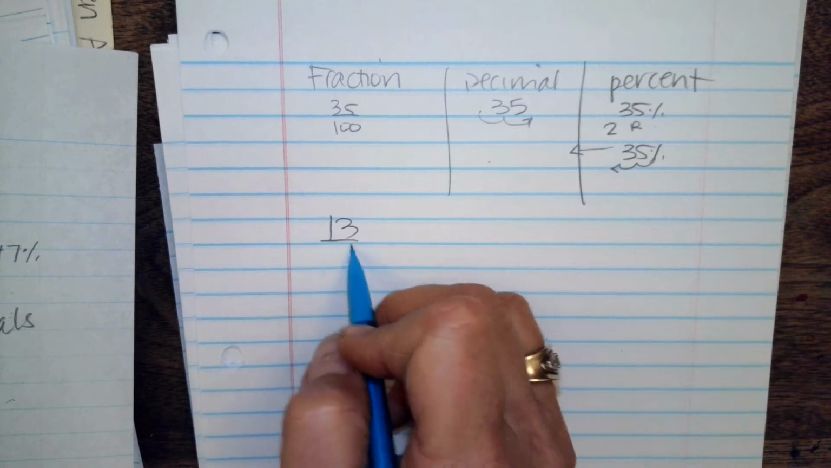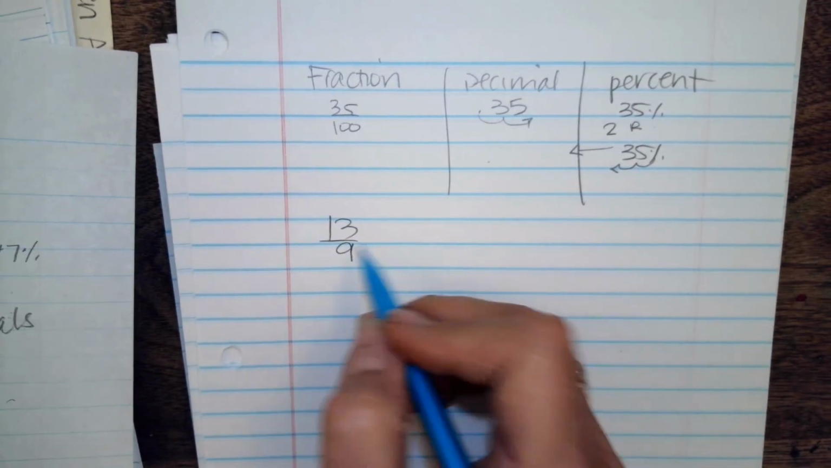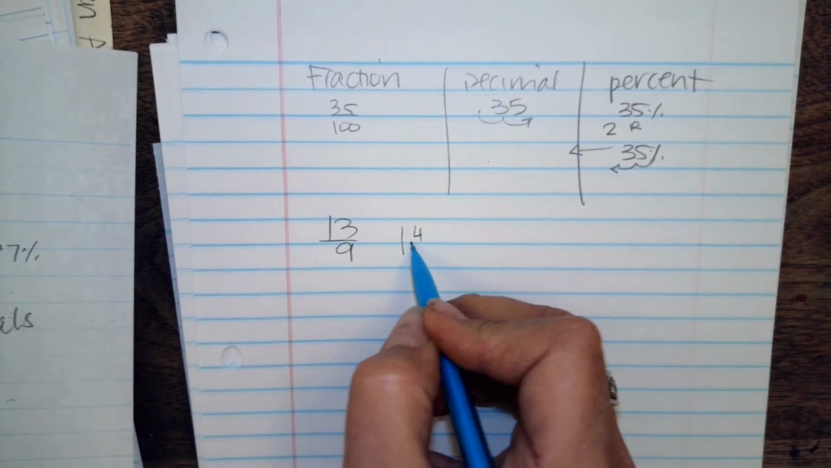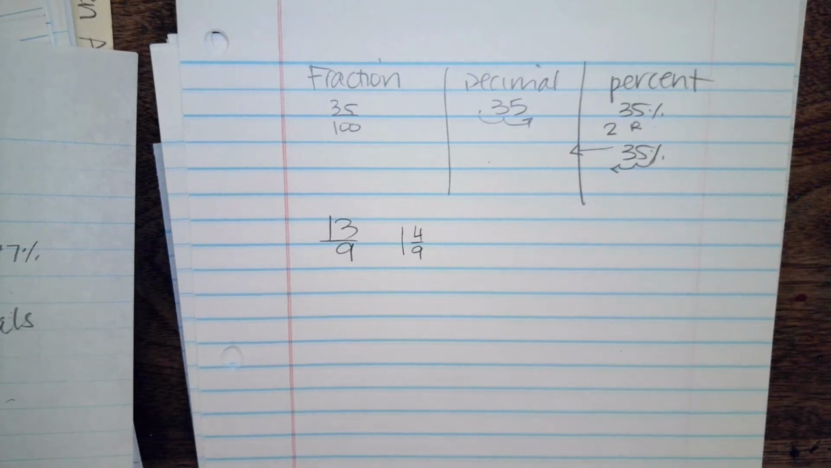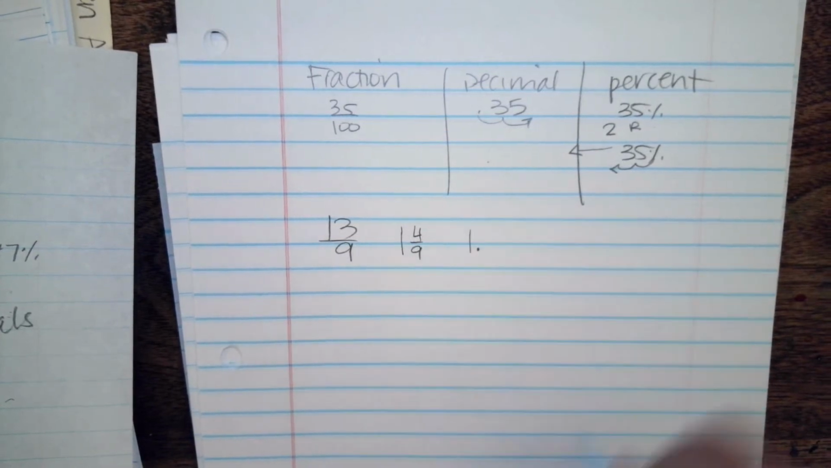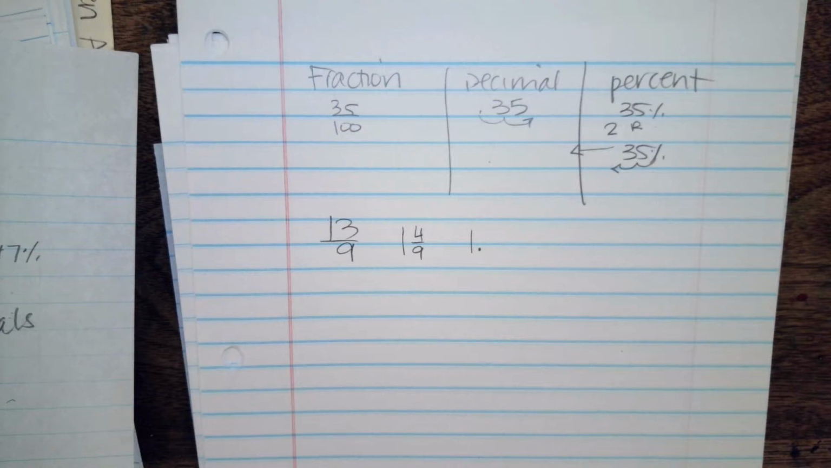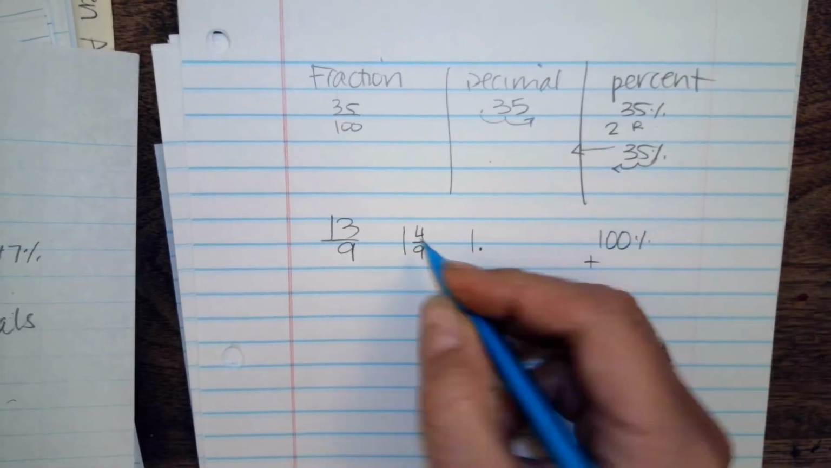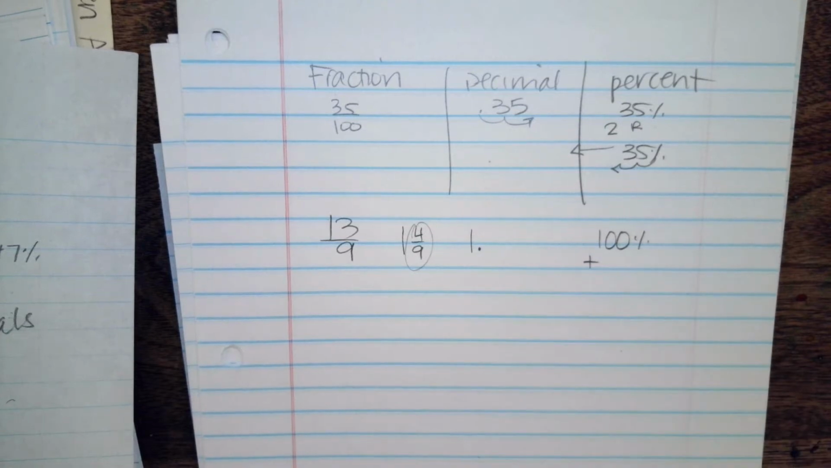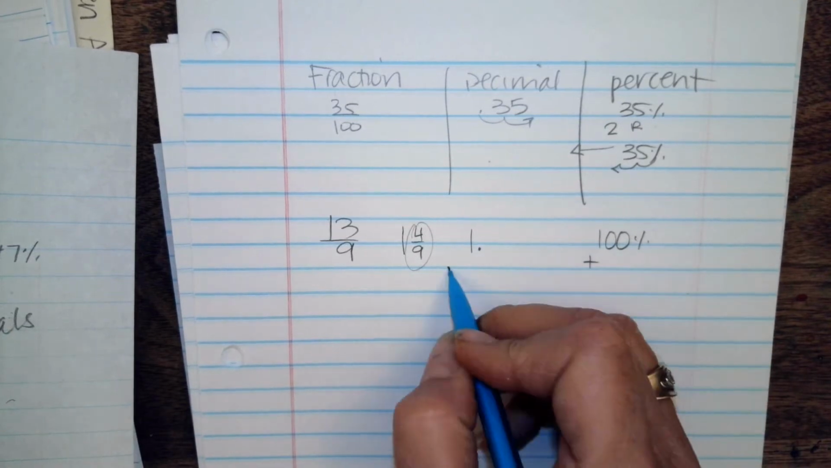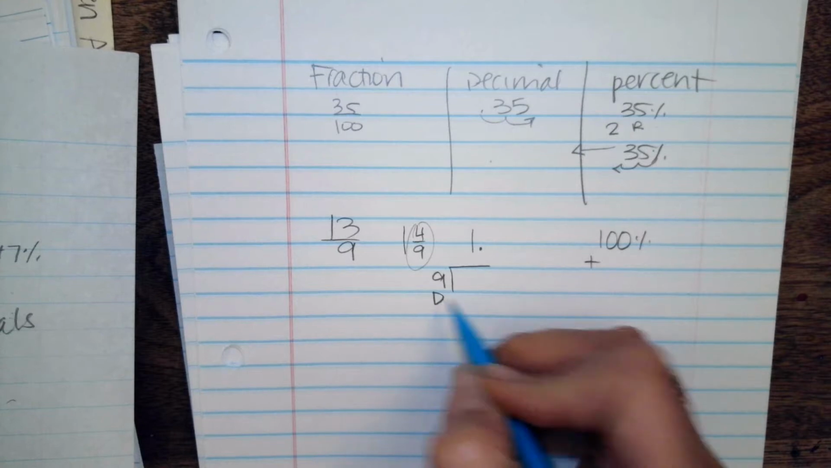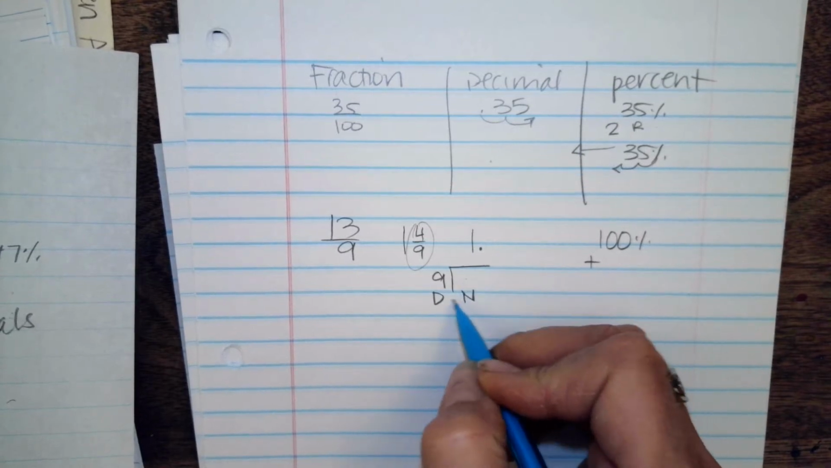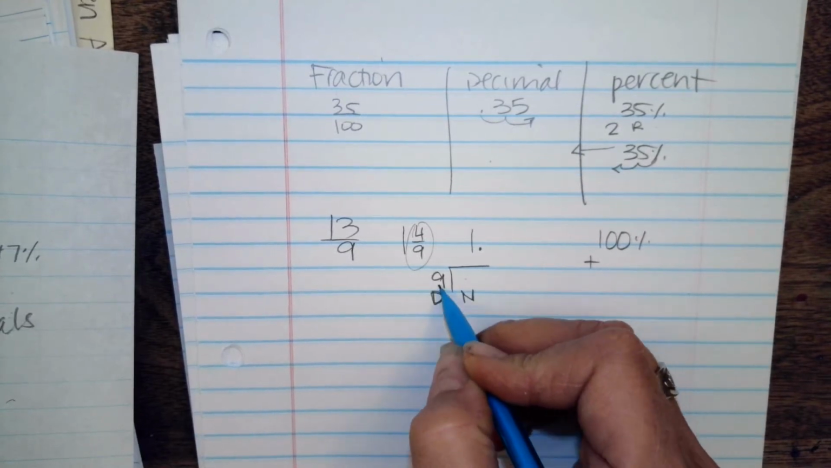13 over 9. So that is 1 4/9, right? So I know that it's going to be 1 point something as a decimal, and my percent is going to be 100% plus whatever this fraction is. So my denominator always goes here and my numerator always goes here. We go in alphabetical order. This is a D, this is an N.